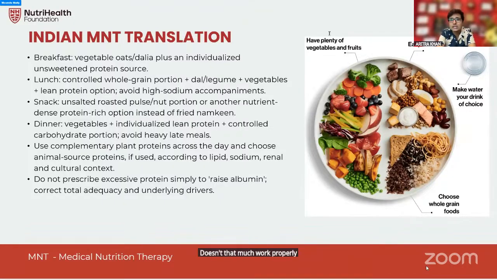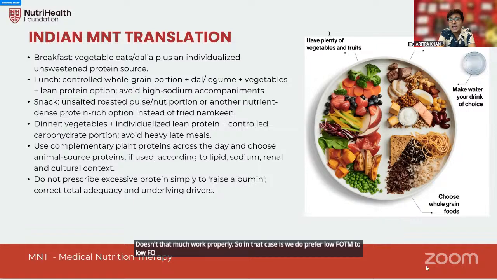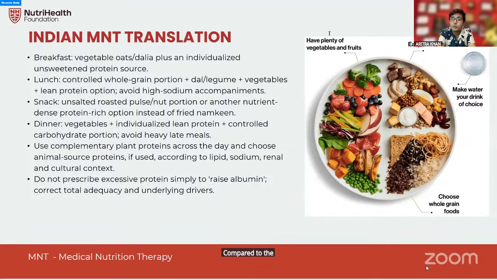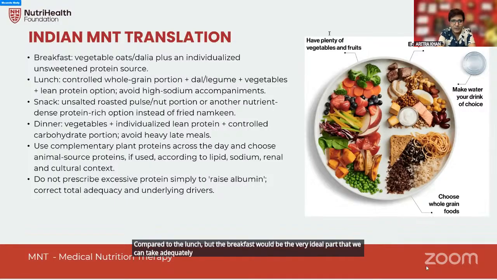So in those cases, we do prefer a low FODMAP, low residue diet, and also a low resistant starch rich diet during dinner. Dinner shouldn't be very high compared to lunch, but breakfast would be the ideal meal that we can take adequately, not dinner.